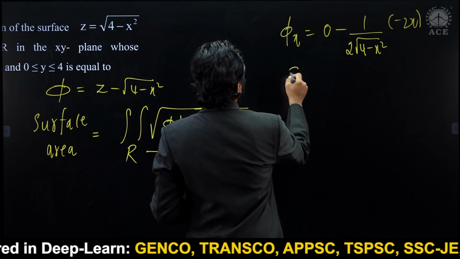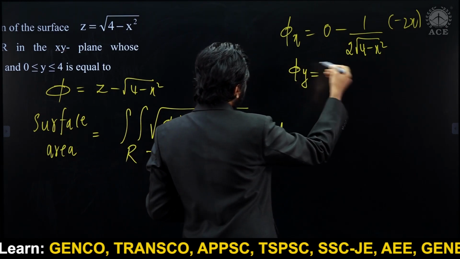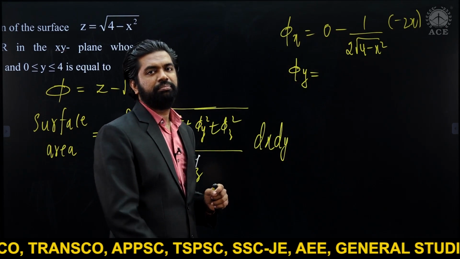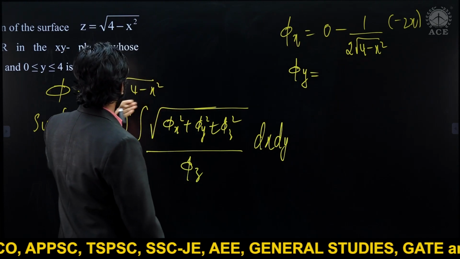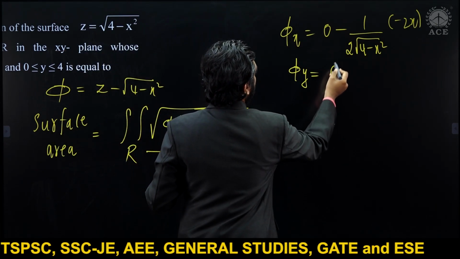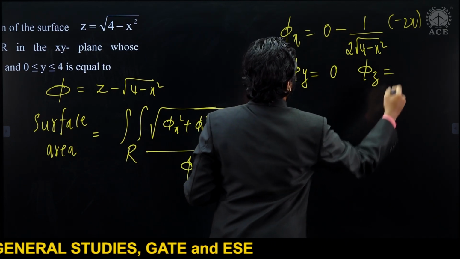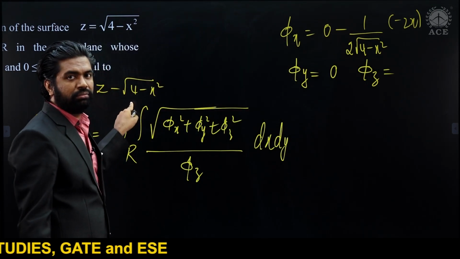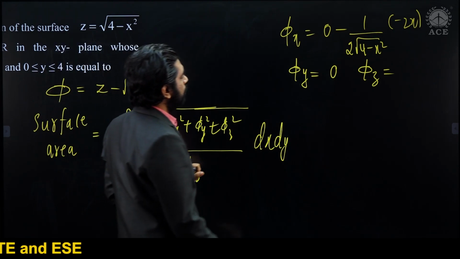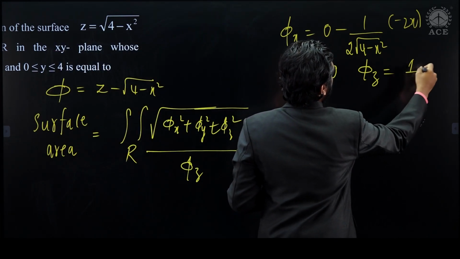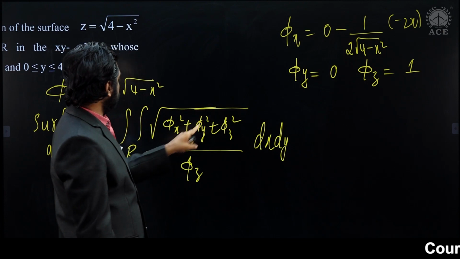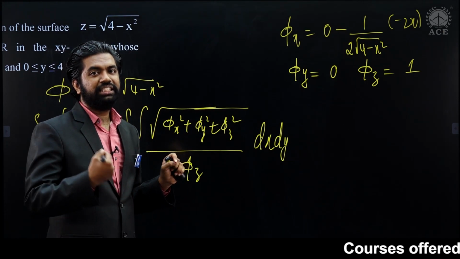Let's find phi y, the partial derivative of phi with respect to y. Now there is no y involved here, so this quantity would be 0. Let's find phi z. The partial derivative of this is 1 and this is anyway 0. So phi z is 1. Substitute all these values into this integral and then simplify it.